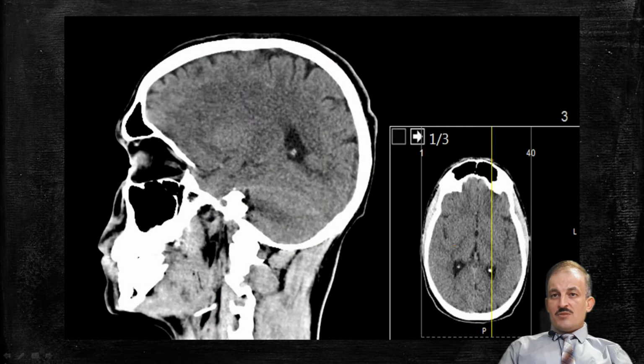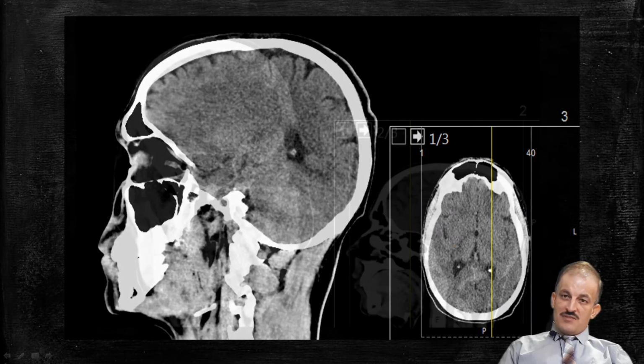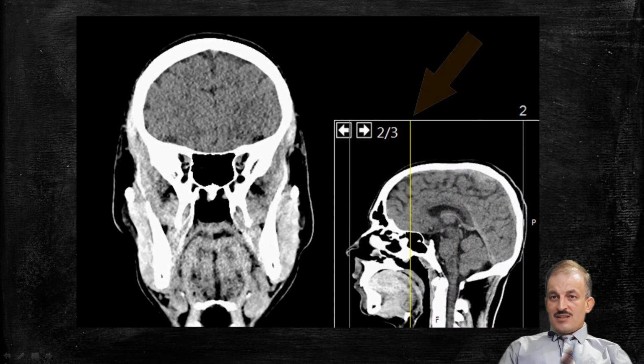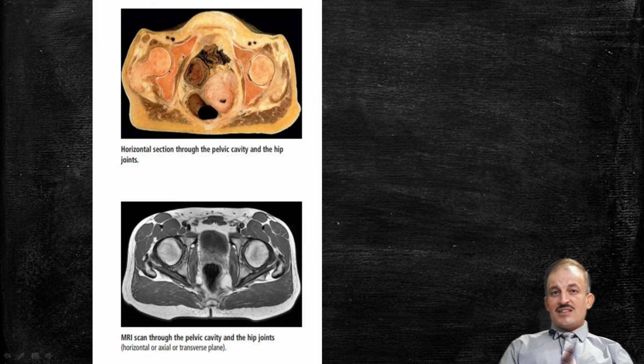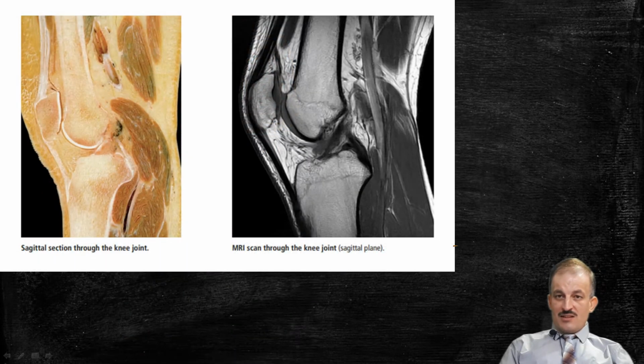If you look at this yellow line, it is a sagittal plane, so this is going to be the sagittal section. This is the sagittal section. Now in this figure, if you look at this yellow line, it is going to be a coronal section. So these are very important in studying the human body. This is also through the pelvis, a transverse or horizontal or axial section. This is also a sagittal section through the knee joint.